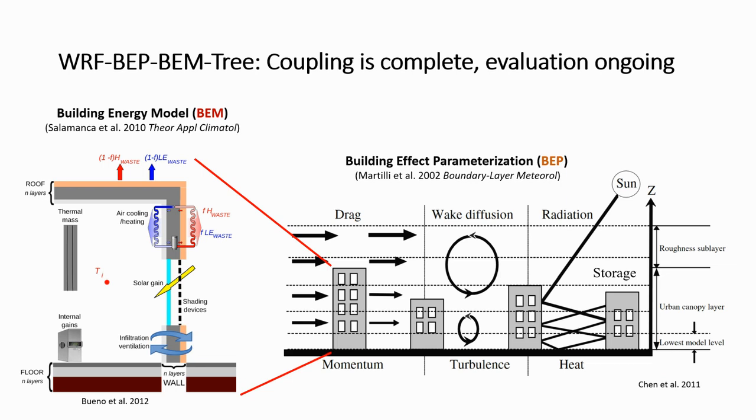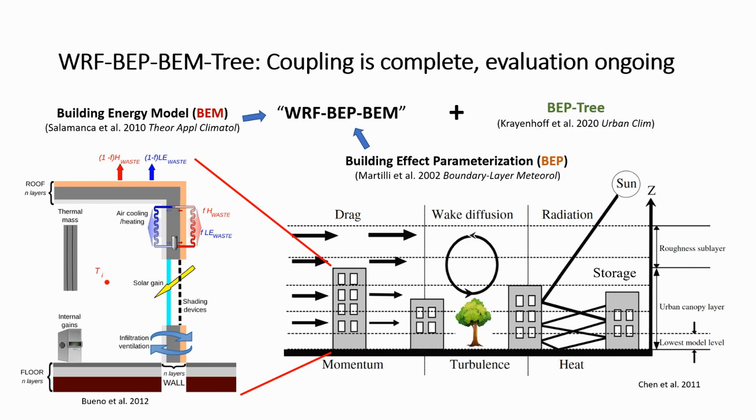Picture here has now got the building energy model, of course, for many years in buildings. And really what we're doing is we're adding BEP tree into that. So we have trees fully interactive in the canyon. And the coupling is essentially complete. We've somewhat simplified one process, but otherwise it's complete. We need to keep doing some testing.